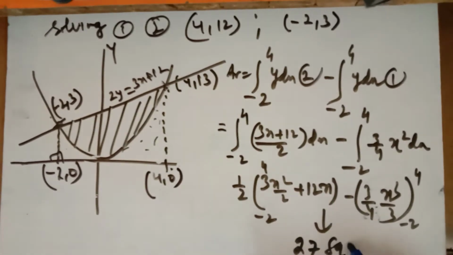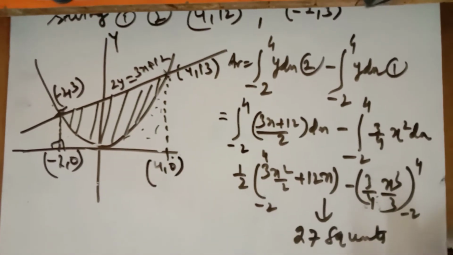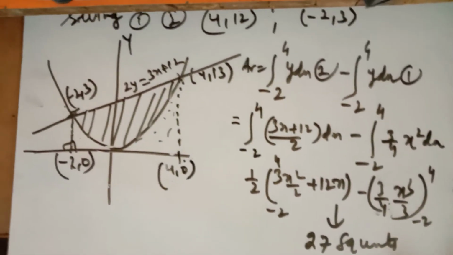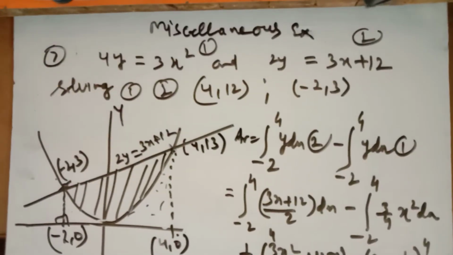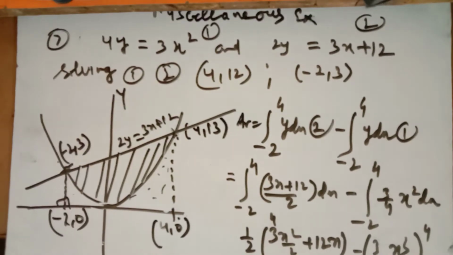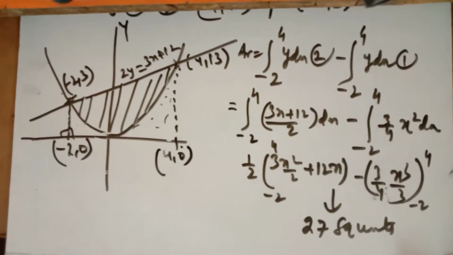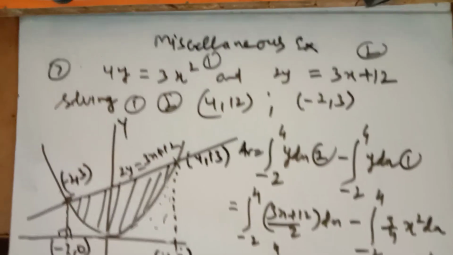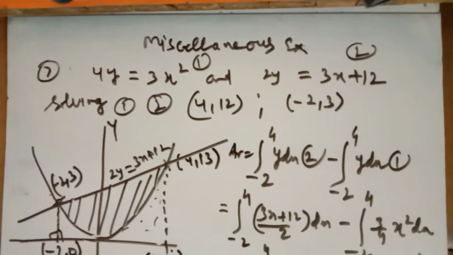27 square units. Do the calculation and take your time. So this is question number 7 of the miscellaneous exercise.